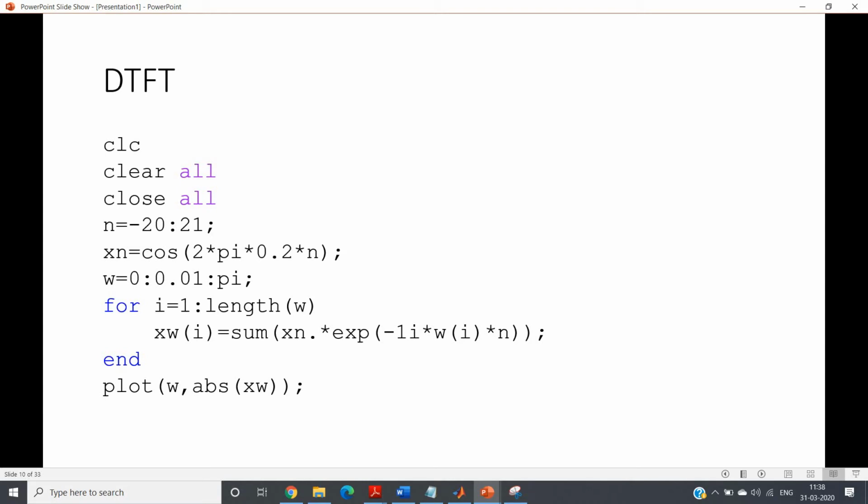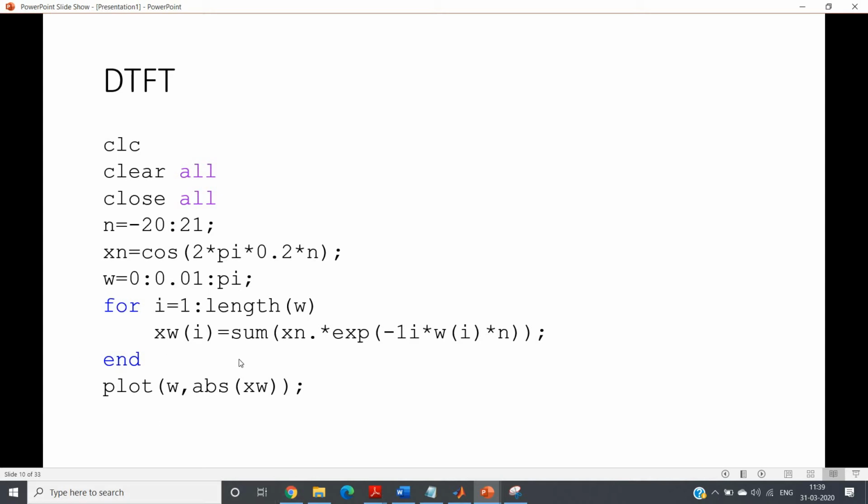Now let us write a simple code for plotting the magnitude response of a DTFT signal. Suppose our signal is cos 2 pi 0.2 n, and I am taking n from minus 20 to 21. That means the total length of n is 42, which you can clearly understand from minus 20 to 21. Now I put in the formula, X of omega equal to summation over n from minus infinity to infinity of x of n e to the power minus j omega n.